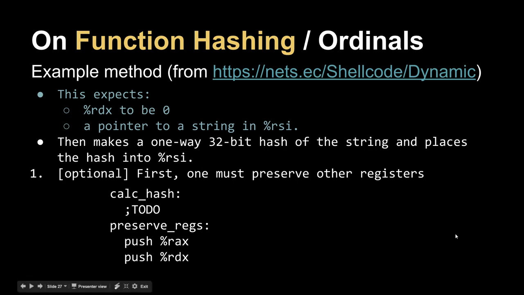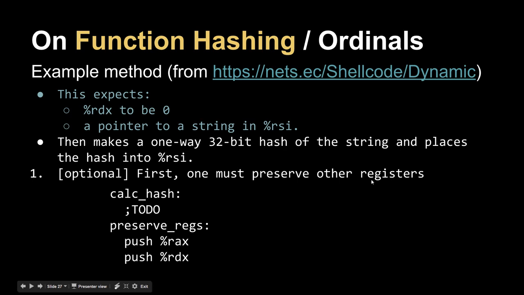So we're going to cover 6 steps of this function hashing prototype. It simply expects 2 prerequisites: that RDX is zeroed out, and a pointer to a given string is in RSI. It then simply takes this pointer and makes a one-way 32-bit hash of the string and places the hash of the function into RSI. That's all this function does. And then we're going to show, after we complete this function, how you can iterate over a process function table or a library function table with this function hashing process, and find your target function.